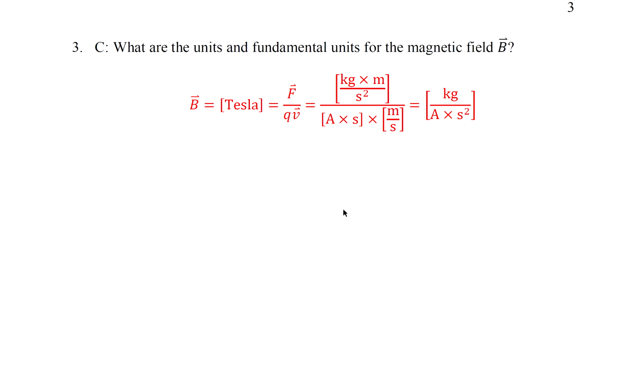Question 3. What are the units and the fundamental units for the magnetic field B? Well, let's go back to the original problem, number 1, and solve for the magnetic field, which is B. So, simplifying, we get kilograms over amperes second squared. And the unit of the magnetic field is the Tesla.